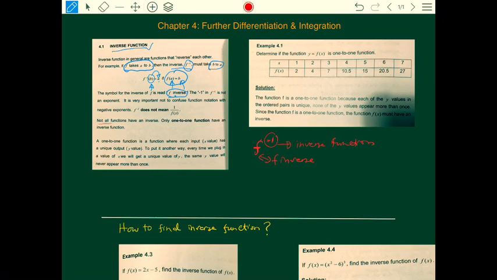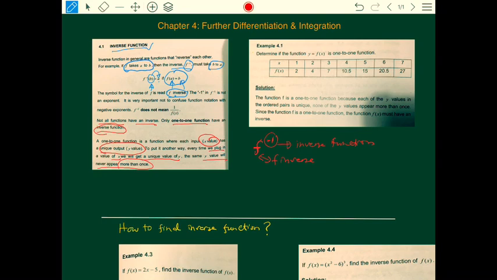Now, not all functions have an inverse. Only a one-to-one function can have an inverse function. So what does it mean? It means that for each x value, it must have a unique output value. Every time you plug in the x, you will get a unique value of y, so that the y value will never appear more than once.